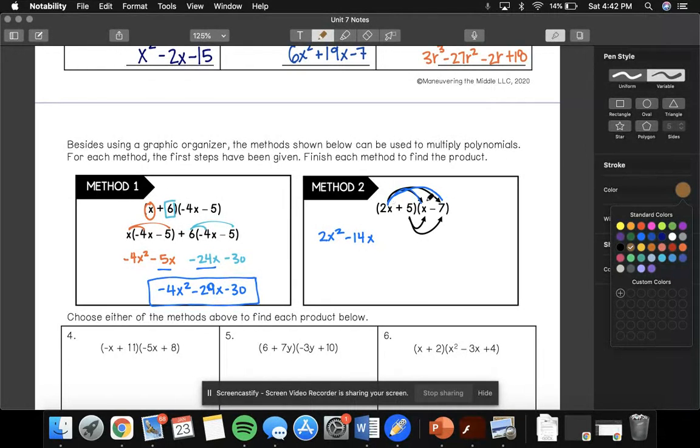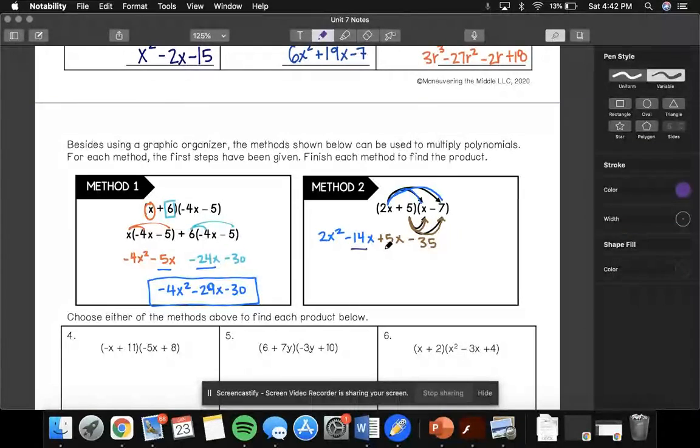After I've distributed the 2x to both things, now I'm going to distribute the next term, which is the 5. So I'm going to do 5 times x, which is 5x. And then I'm going to do 5 times negative 7, which is negative 35. Finally, I'm going to combine like terms. So looks like those can be combined. And that would create negative 9x. So my answer is 2x squared minus 9x minus 35.